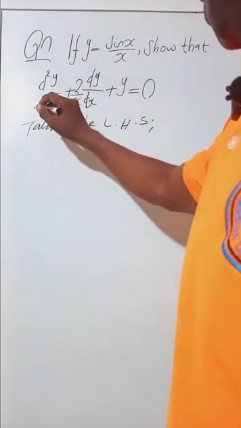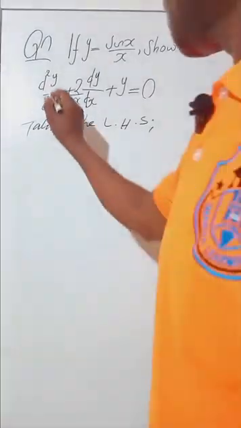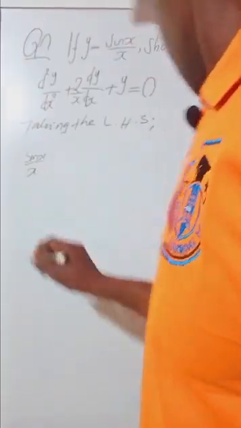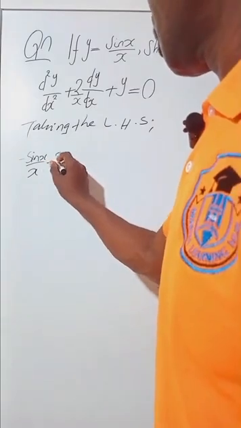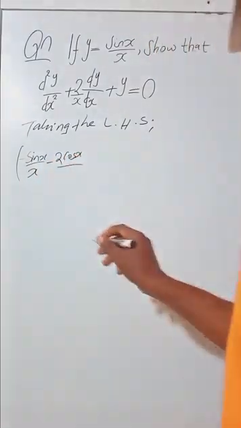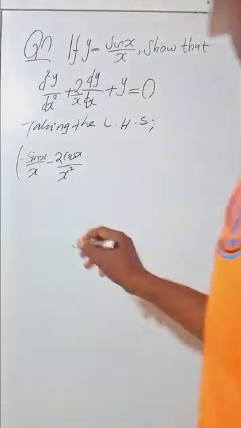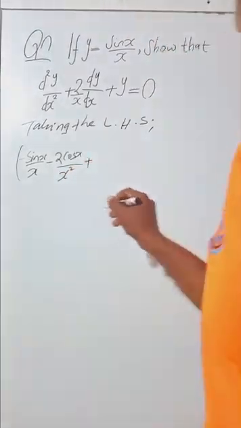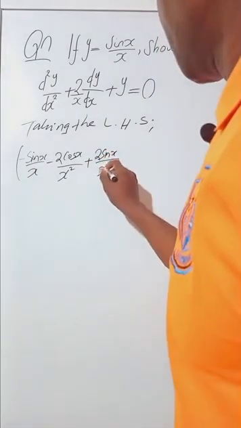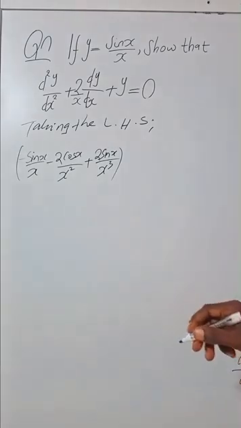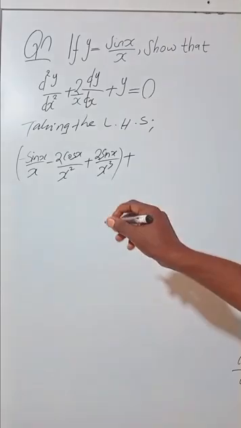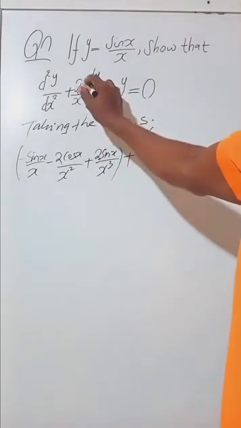Our second derivative, look here. We got negative sine x over x, then minus twice cos x over x squared, then plus twice sine x over x cubic. This is our second derivative. Then plus our first derivative. Before the first derivative, there is 2 over x outside.